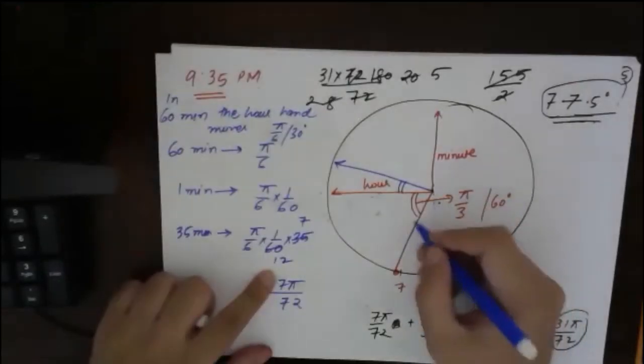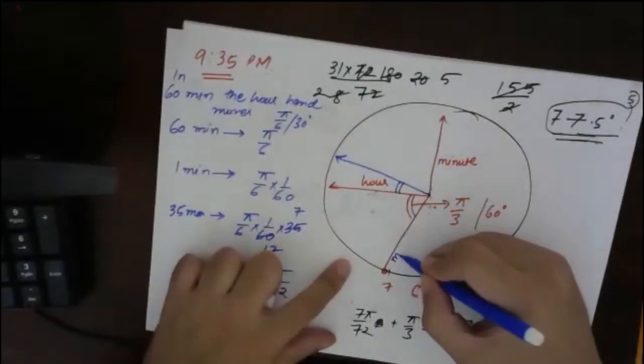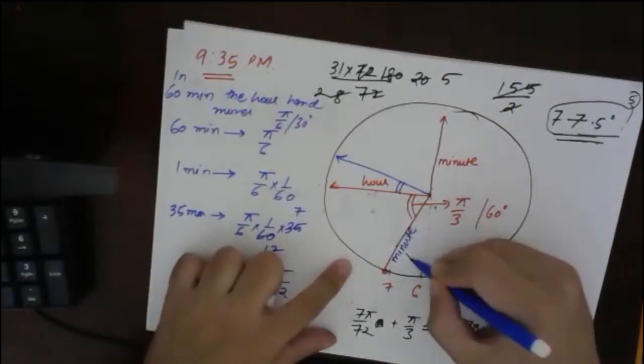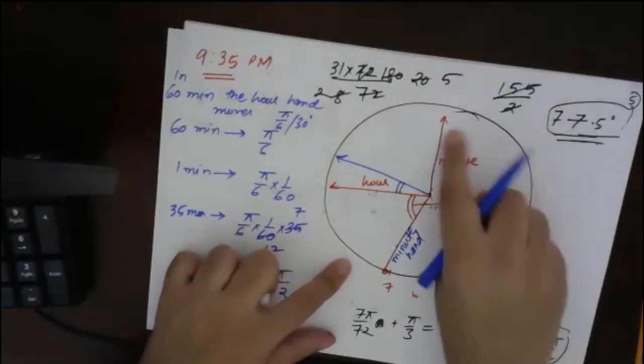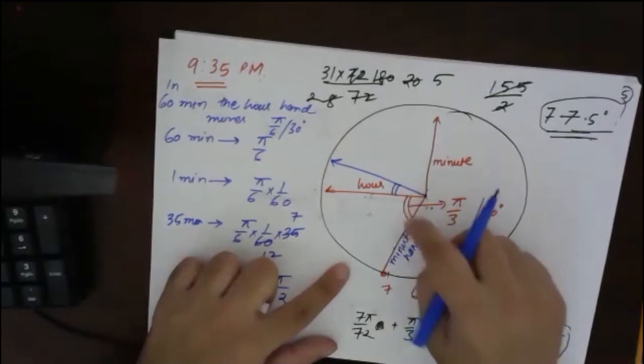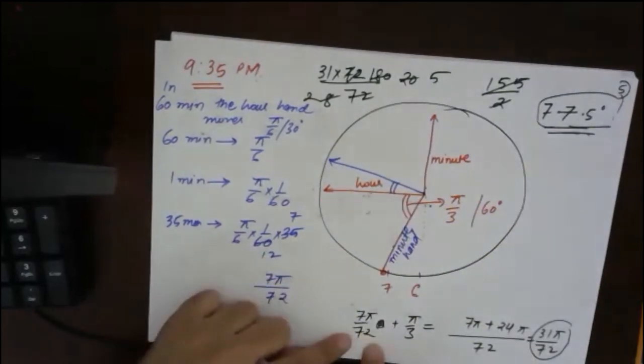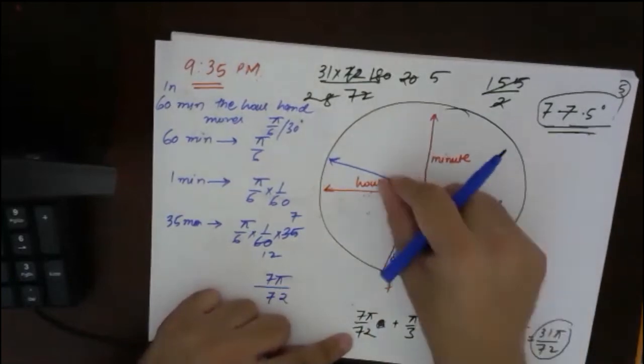Okay. Now let's see. But you have to find the angle between, this is the minute hand now. The minute hand has come from here till here. So that is why this angle is pi by 3 and this total angle is pi by 3. This angle we have already found out. This angle is 7 pi by 72. That is why we are adding.